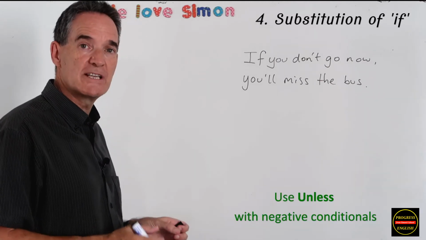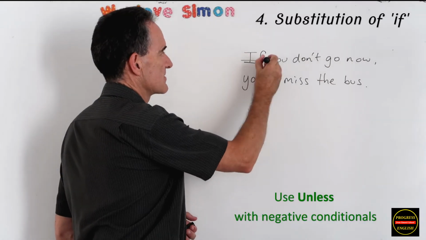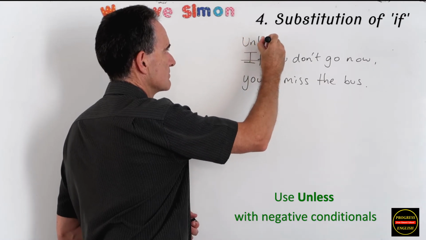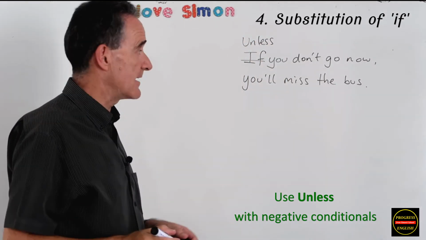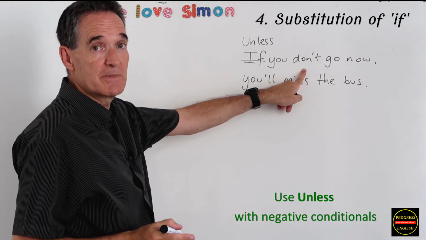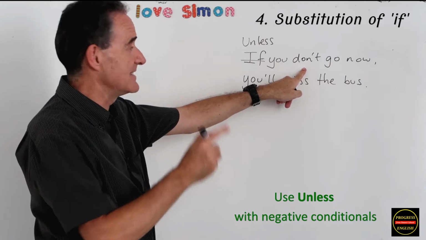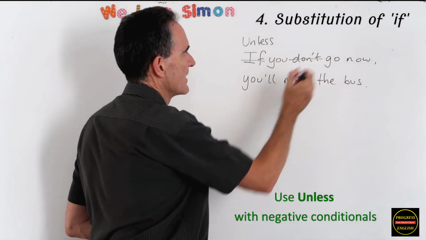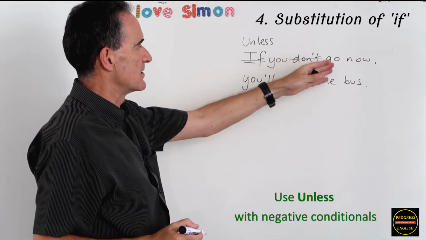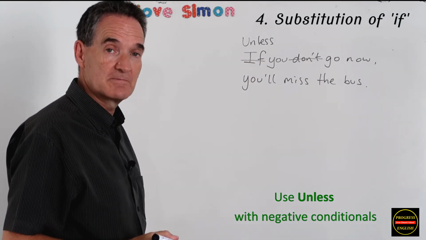This is a conditional with a negative. So here we can change the if for unless. But we also have to change the negative verb to affirmative. So in this case, we can just delete the don't. Unless you go now, you'll miss the bus.